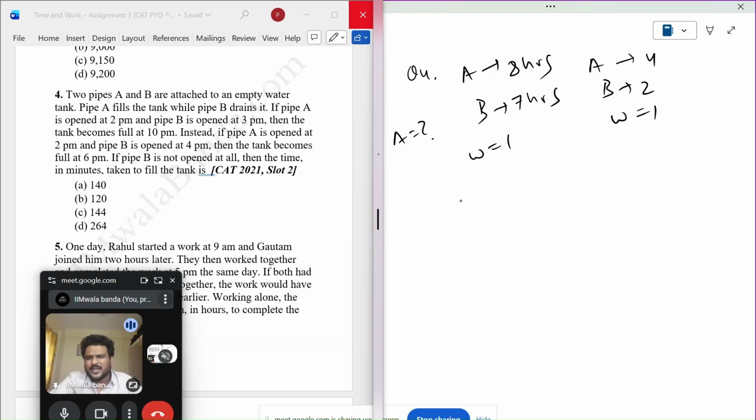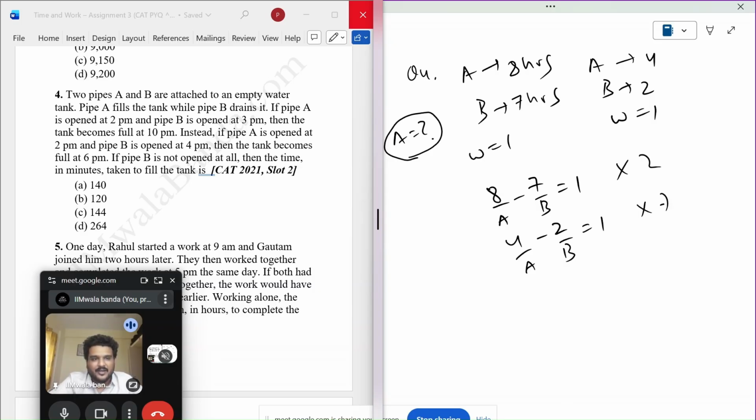Assuming A and B are the number of hours taken by the filling pipe and the draining pipe, we can simply write 8 by A minus 7 by B is 1, because it is getting full. If it was getting empty, we would have equated it to 0. And 4 upon A minus 2 by B equals 1. We need to find A. Always keep your eyes on what we need to find. So we have to eliminate B. Multiply this equation by 2, this by 7, and subtract.